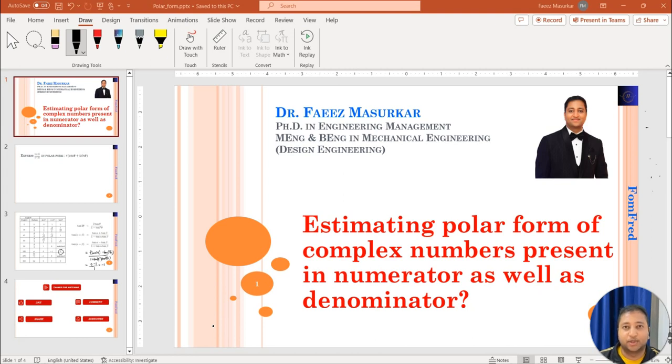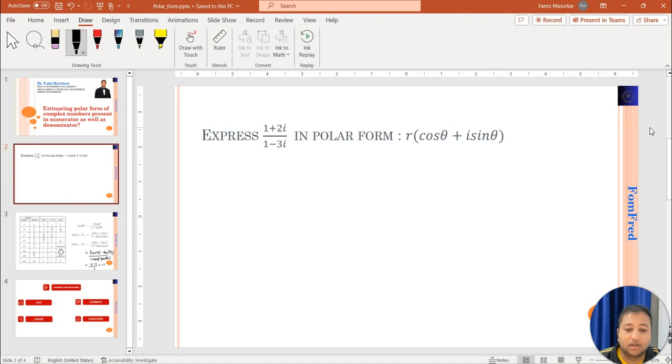Polar form of a complex number, especially when the complex number is present in the numerator as well as the denominator. Let's say we have to express (1 plus 2i) over (1 minus 3i) in polar form, which is r inside a bracket cos theta plus i sin theta. We know that r in the polar form is the resultant of x and y, and theta is the angle made by this resultant with respect to the horizontal axis.